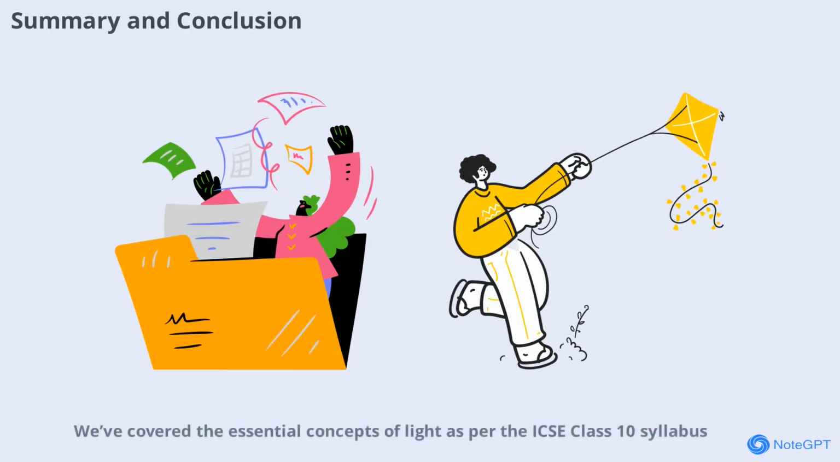We've covered the essential concepts of light as per the ICSE Class 10 syllabus. From the nature and behavior of light to its applications in daily life and technology, understanding these principles opens up a world of possibilities. Whether it's seeing a rainbow or using a camera or connecting to the internet, light plays a vital role in our lives.